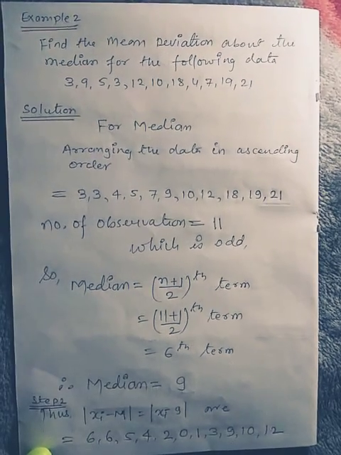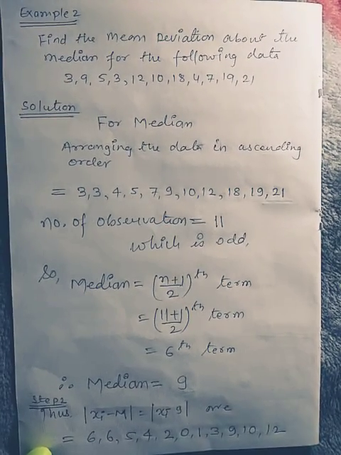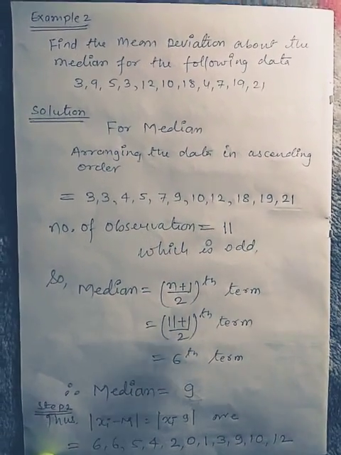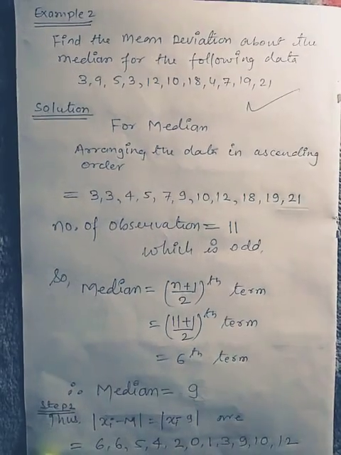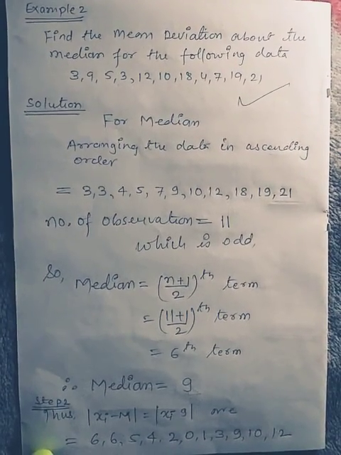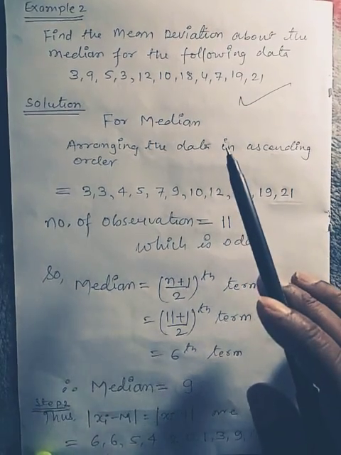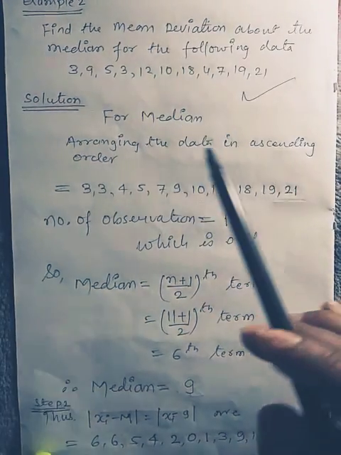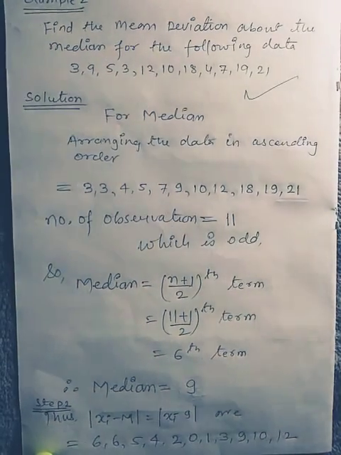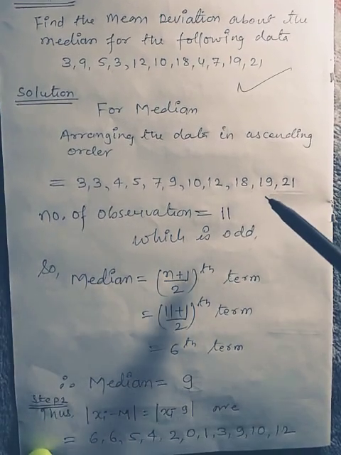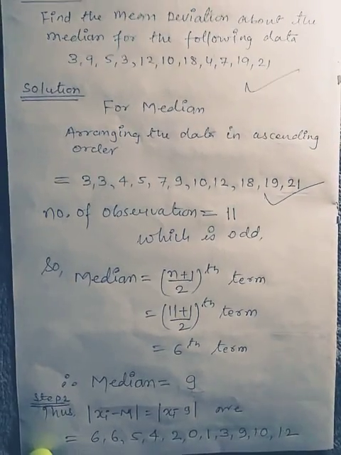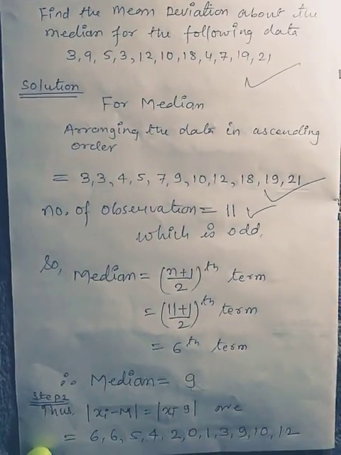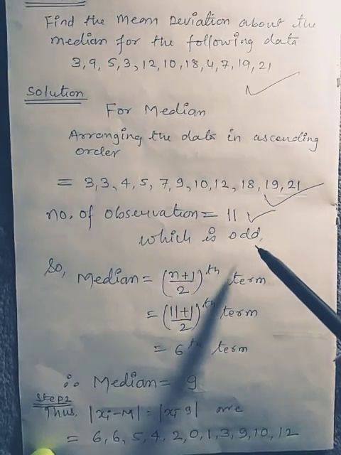Example 2, find the mean deviation about the median for the following data. Data is given as follows. Solution: for median, we know that the data are arranged in ascending order. So the ascending order of the data is as follows. Number of observations here is 11, which is odd.